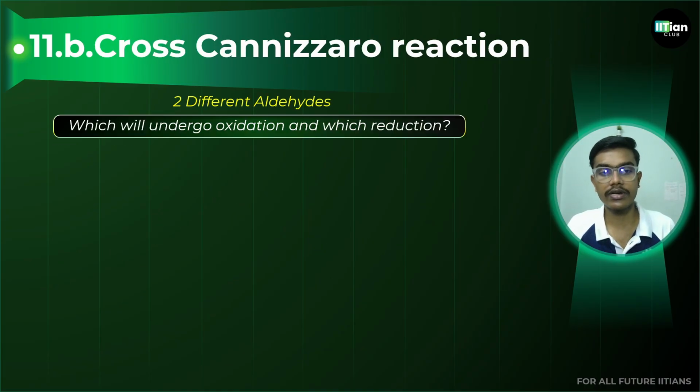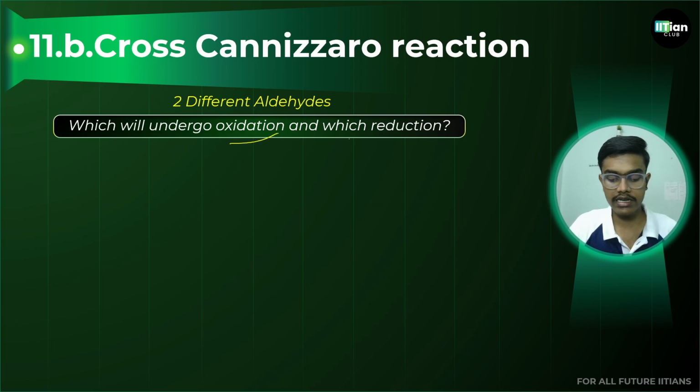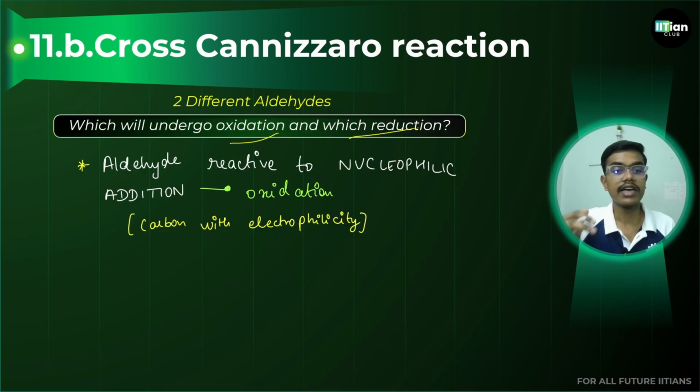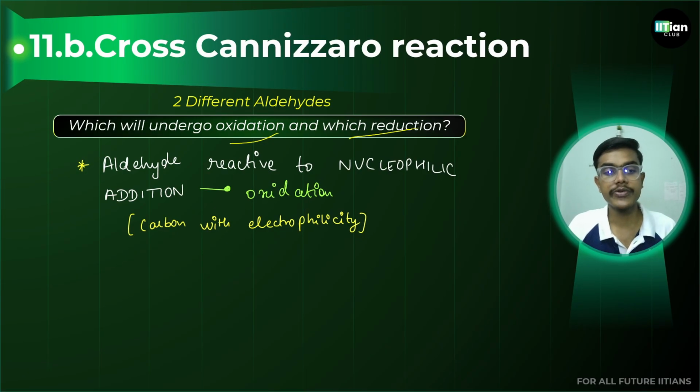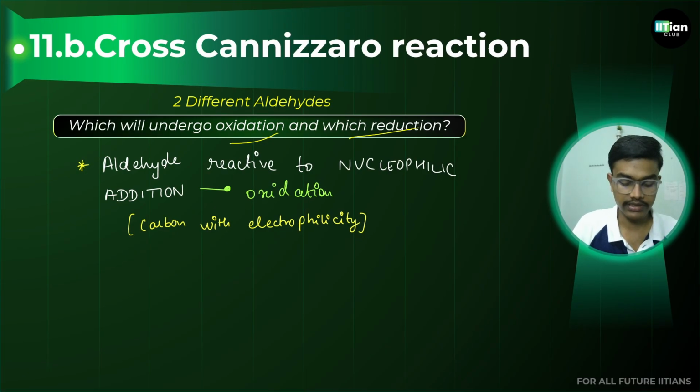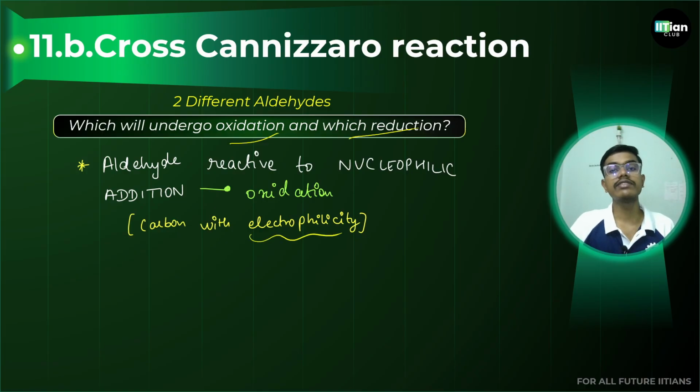Now, when it comes to cross Cannizzaro reaction, we have two different aldehydes, and there is a confusion about which will undergo oxidation and which will undergo reduction, because we know oxidation and reduction both happen. You have to note that the aldehyde which is reactive to nucleophilic addition undergoes oxidation. That is the aldehyde which is more electrophilic, and wants to get attacked by the nucleophile. Such an aldehyde will undergo oxidation and the other will undergo reduction.